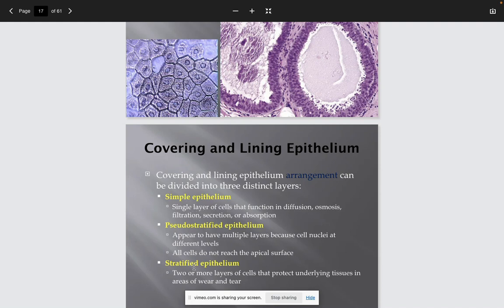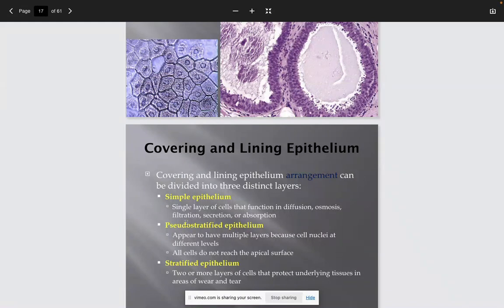Or if it's stratified, these are two or more layers of cells. So I would like for you to know how we name them and what their functions are. If it's simple epithelium, they function in diffusion and osmosis, filtration, secretion, or absorption. If it's stratified, it's going to protect, right? It's going to be responsible for protection of underlying tissues.